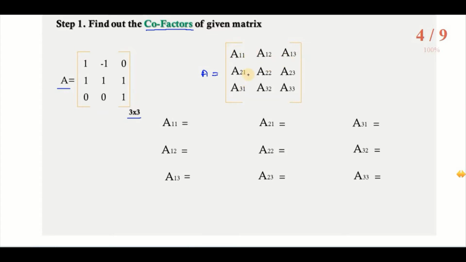For finding out the cofactor for A11, for this position we have to hide the row and column. We have to hide the row and column. So what is remaining? 1 1 0 1. So we will write here 1 1 0 1. So what are we getting? Cross multiplying, 1 minus 0, that is 1. So the cofactor of A11 is 1. So similarly we will find out for the others.